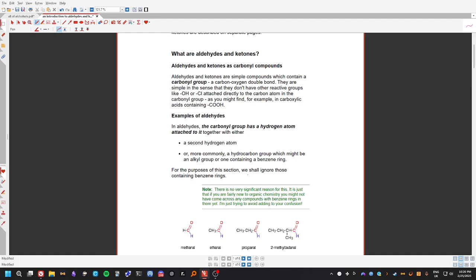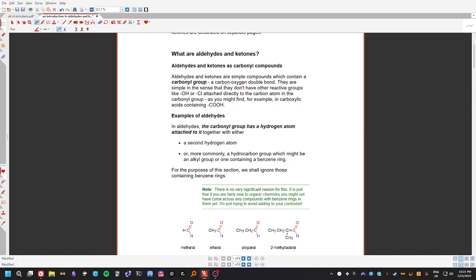Now these are carbonyl compounds, and they contain a carbonyl group, which is a carbon oxygen double bond. So both of these are going to be alkenes kind of thing, in the fact that, not really. Alkenes is when you have a double bond between two carbons. Here we have a carbonyl where you have carbon and oxygen, okay, double bond. They are simple in the sense that they don't have other reactive groups like OH or Cl. It's only O and C, and they don't have actually reactive elements like OH and Cl. Those are reactive because Cl is electronegative and O has a lone pair.